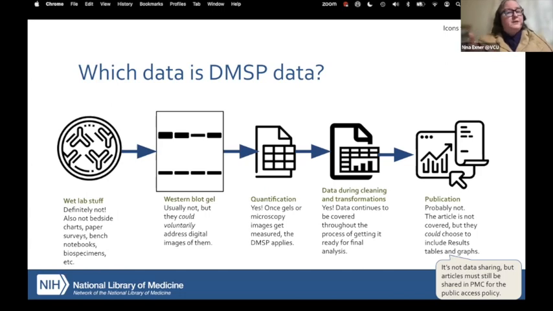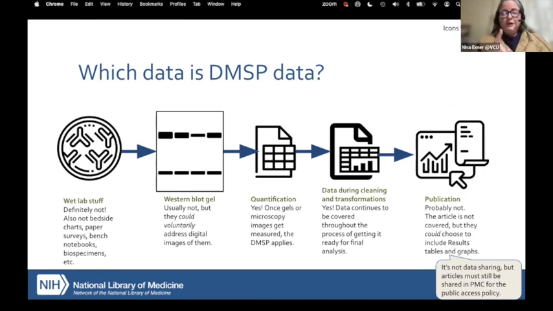Then they analyze it and get out tables and graphs for publication. And at that point, it's probably not covered by the DMS policy. They could choose to include results tables and graphs for readability, but it's really the data up to just before that point, where it becomes a publishable table or graph, that we're talking about adding.